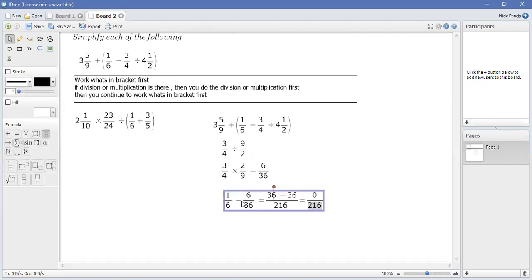And then you subtract that to get 0. You will get 0 because this is 1 6. So the answer is 0. Now when you get a 0, you're going to add that 0 to 3 and 5 ninths. And anything you add 0 to, of course, you know 3 and 5 ninths is the answer. Make sense? Yes, sir. Makes sense.